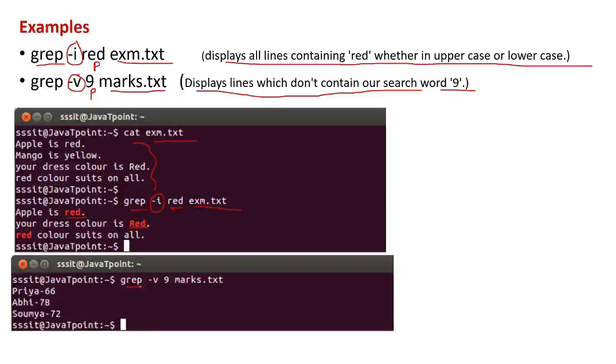And in the next example you can see we have used -v, which means it is going to ignore the pattern 9. So it is going to display only those lines which do not contain the number 9. You can see in this output you don't have the number 9. So it is displaying only those lines which don't have that pattern.